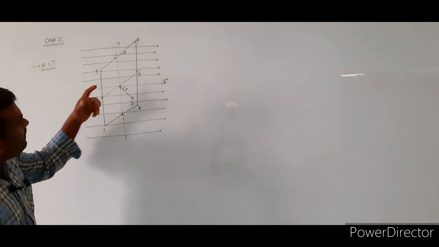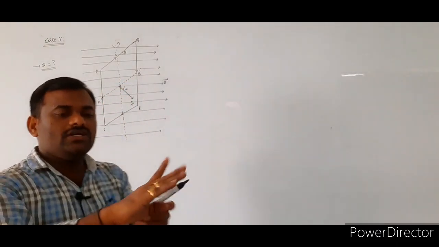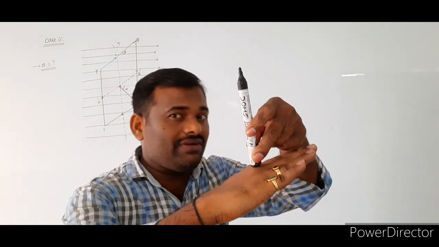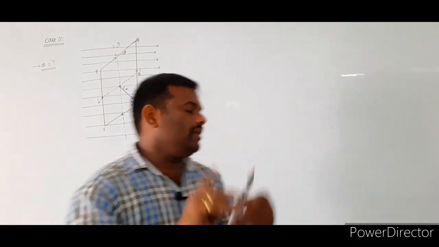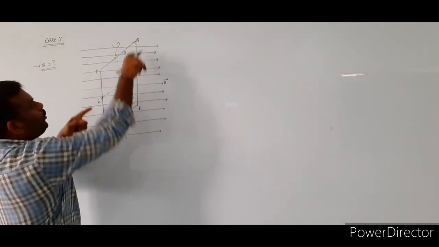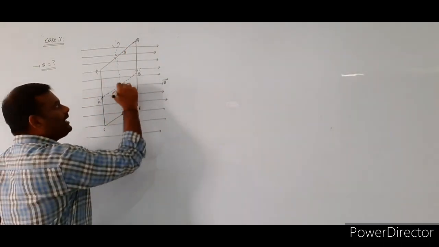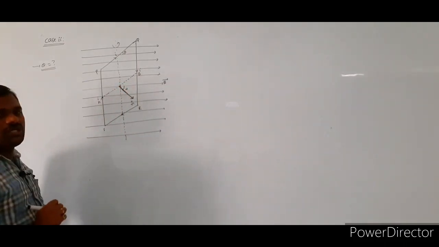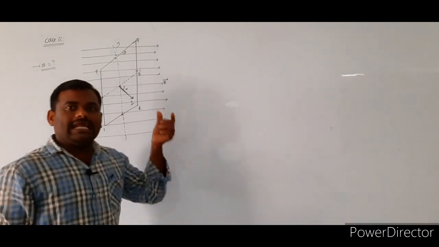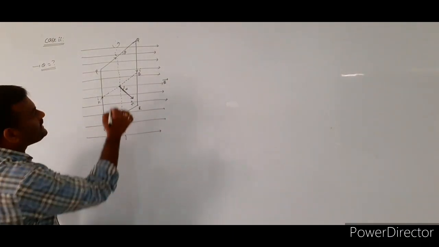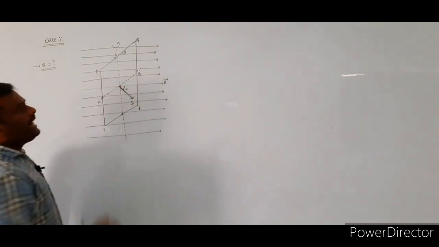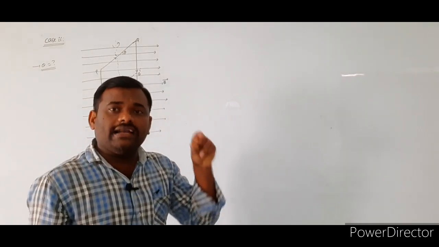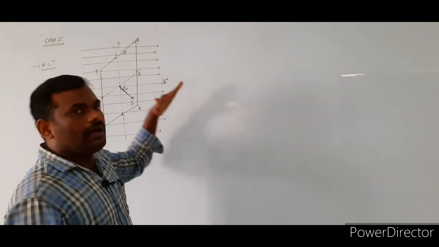Now, for the given plane, I am drawing a normal. For the given rectangular loop PQRS, I am drawing a normal. This is the normal drawn onto the given rectangular loop, and this normal is making an angle alpha with the direction of the magnetic field.